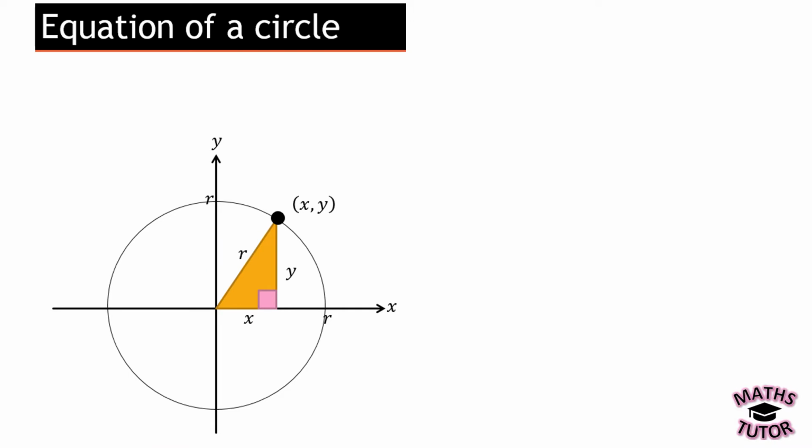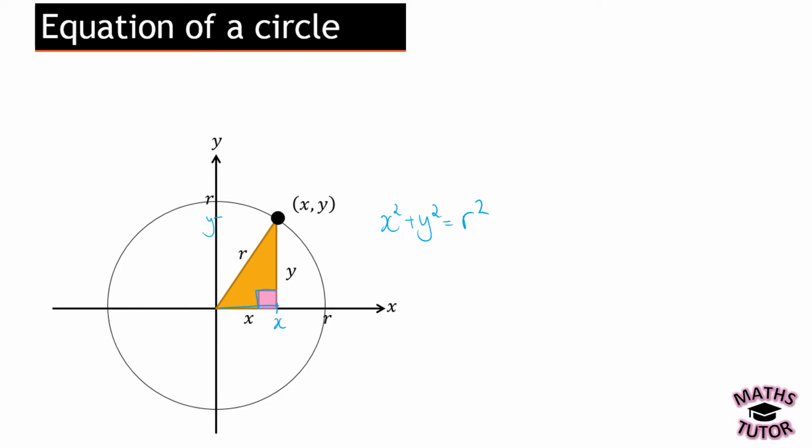Now let's have a look at the equation of a circle. You can see here we've just got one point on the circle, (x, y), and the radius from the centre is drawn to it. So we've gone x along here and then y up. Now if you go x along and y up, you're always going to get a right angle here, and we can see, applying Pythagoras' theorem in this orange triangle, x squared plus y squared is equal to r squared.